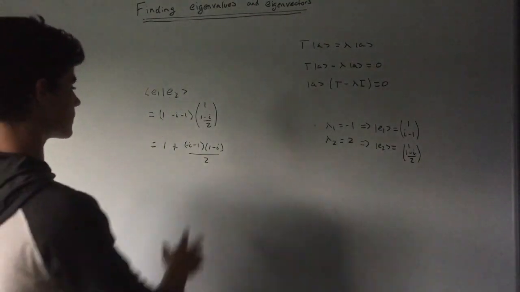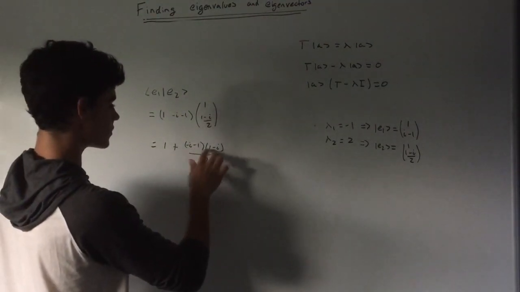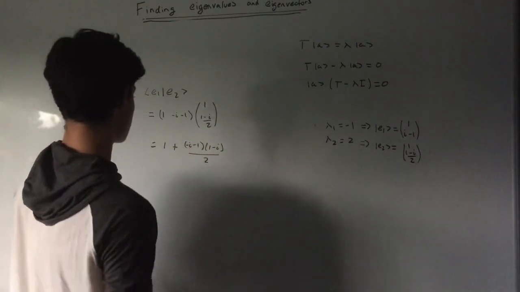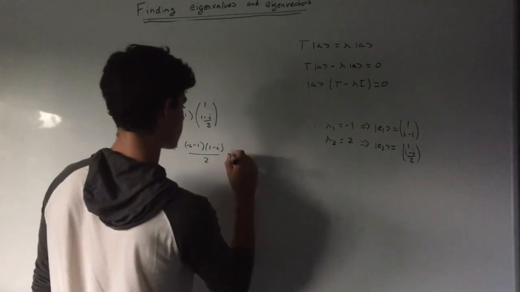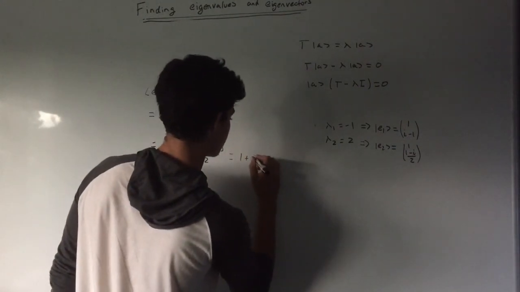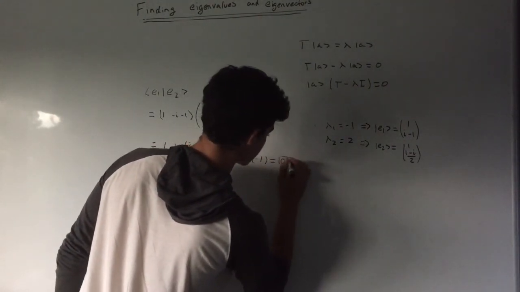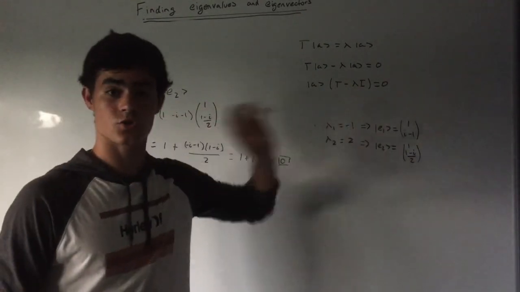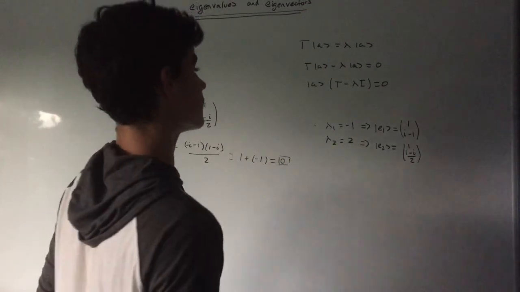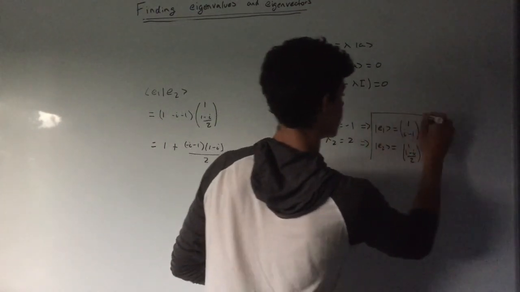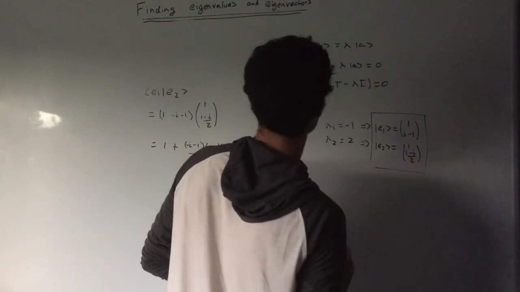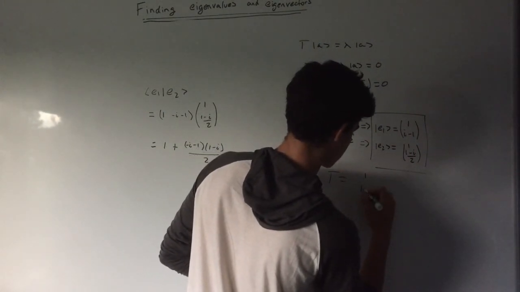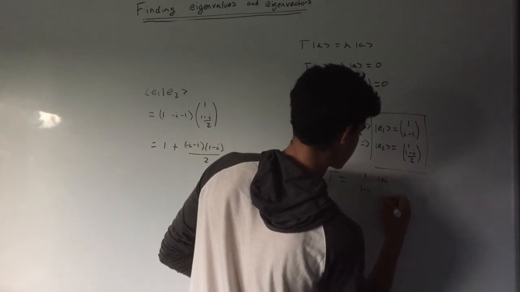We can see now that this is going to be, let's see, negative 2 on top, negative 2 over 2 is going to be negative 1, 1 plus negative 1 is going to be equal to 0. So we have checked that in fact these two eigenvectors are orthogonal, and so we can confidently say that these are our two eigenvectors for our transformation T, equal to 1, 1 minus i, 1 plus i, 0.